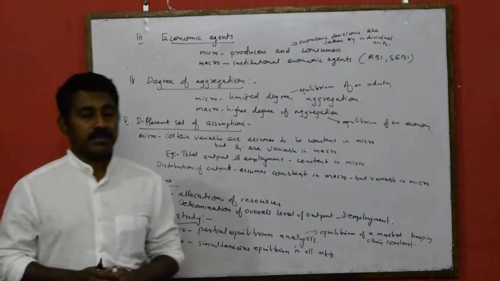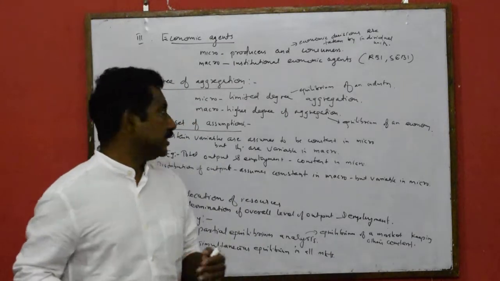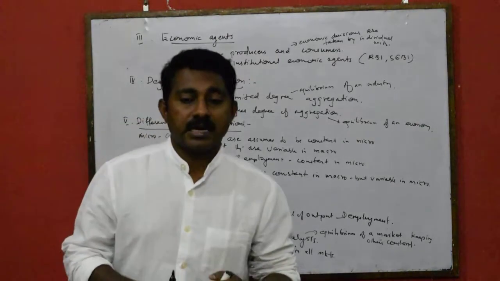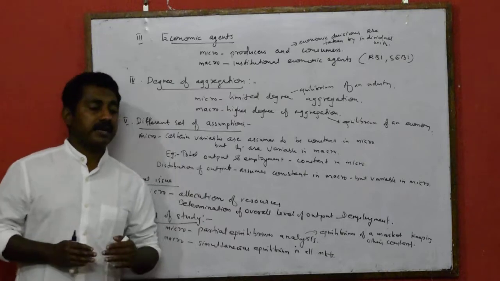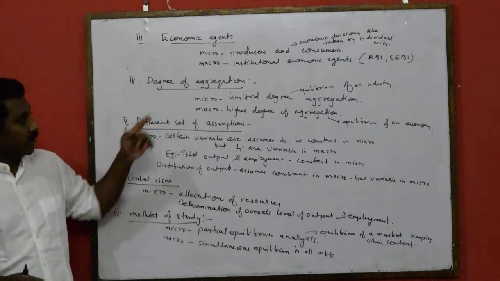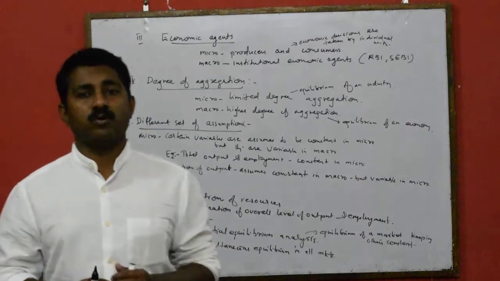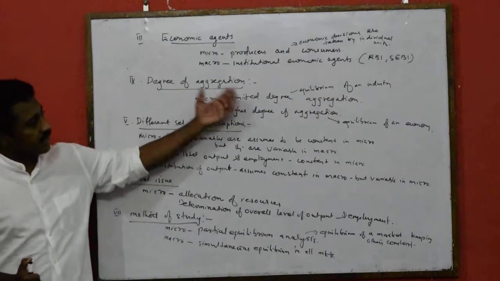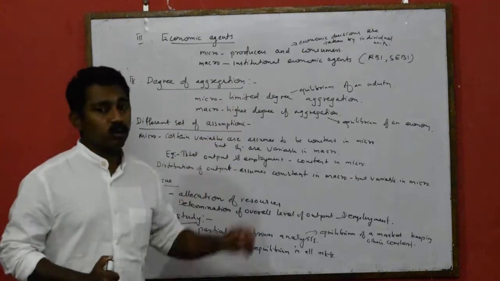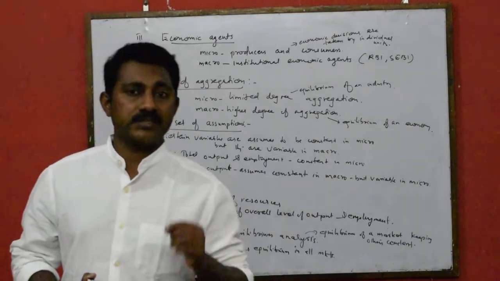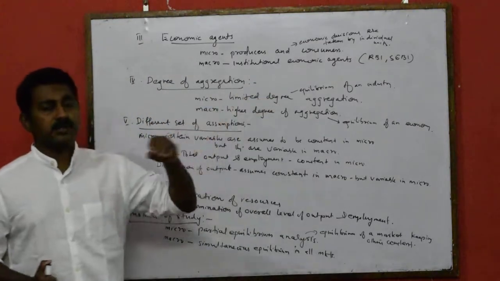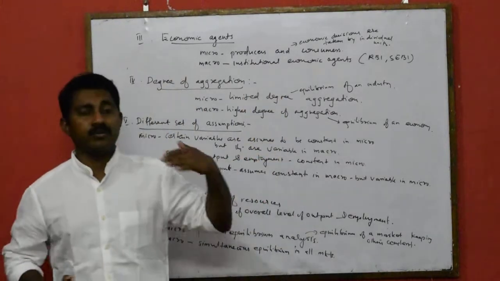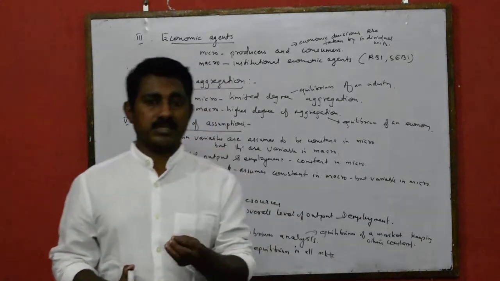Fourth difference between macroeconomics and microeconomics is the degree of aggregation. Degree of aggregation means how much the different values are aggregated. In microeconomics, there is only a limited degree of aggregation because only individual economic units, economic aspects are studied. That means you are simply studying the equilibrium of an individual person or equilibrium of an individual firm or equilibrium of an industry. Such things are studied.